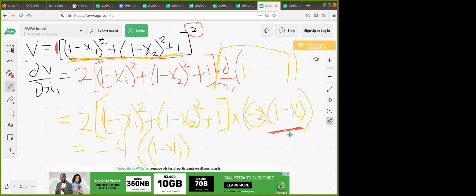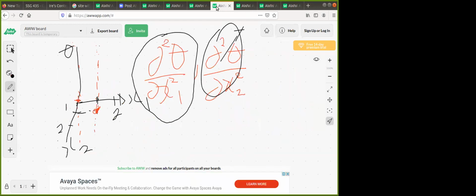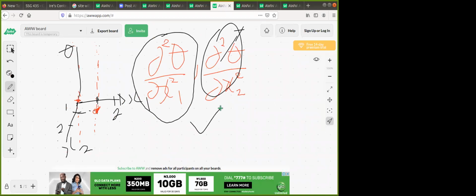So what I was saying is we found out that the critical point is at x1 equals 1 and x2 equals 1. It means at that point you have either maximum or minimum. So we now have to find the second differential. I think we wrote that somewhere. Here, second differentials. If they are above 0, then we know that it's minimum. If they are below 0, we know that it's maximum.